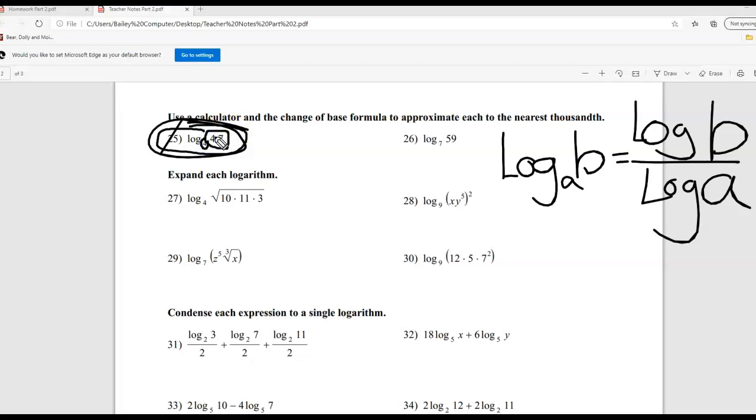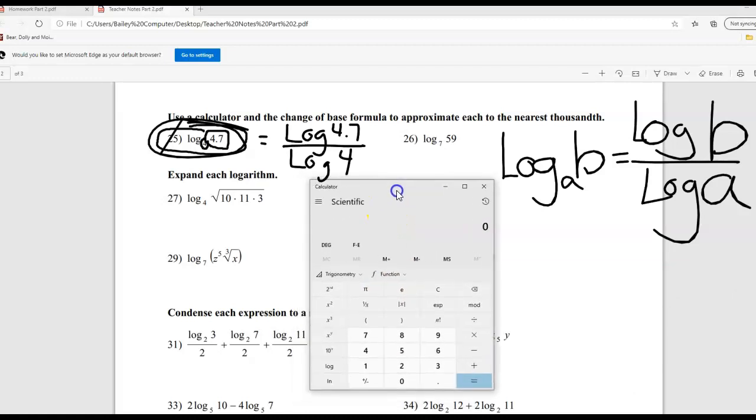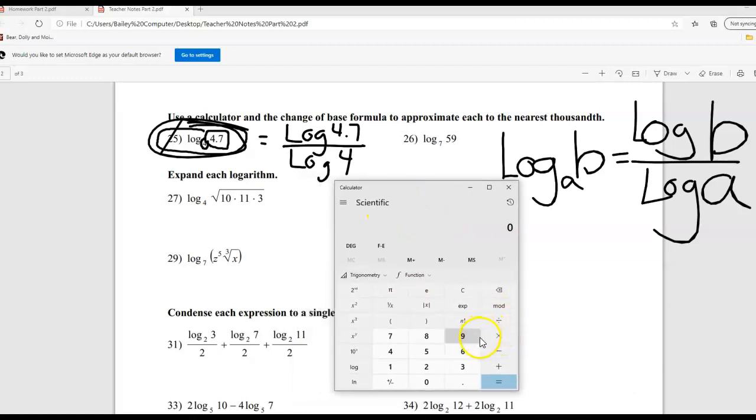So this particular expression here for number 25, we would write this as log base 10 of 4.7 over log base 10 of 4. And this is what I'm going to type into my calculator. So let me bring up my calculator here real quick. Okay, so I'm going to push 4.7 log, which is base 10. You guys can see it says here on the calculator log of 4.7. That's what I typed in.